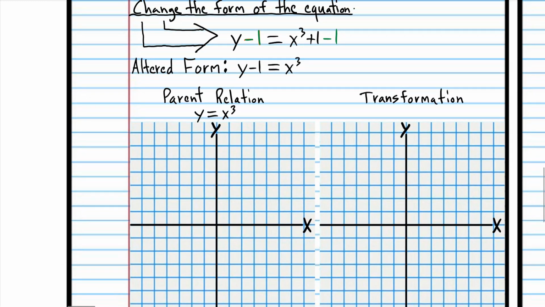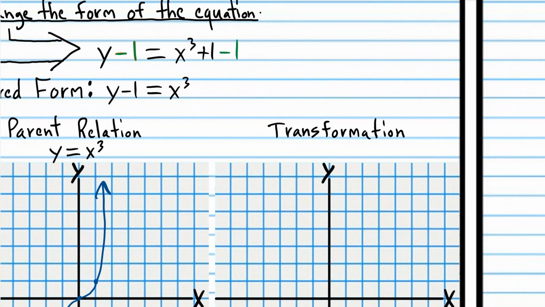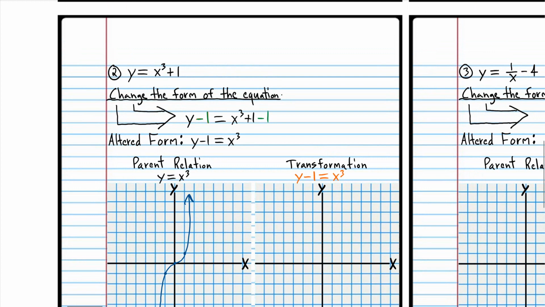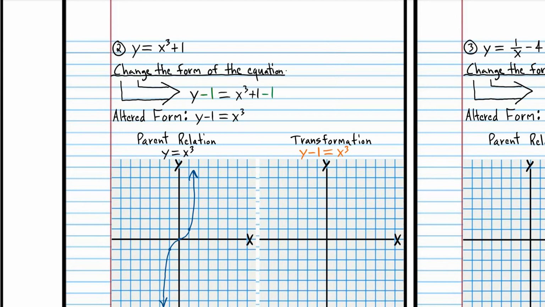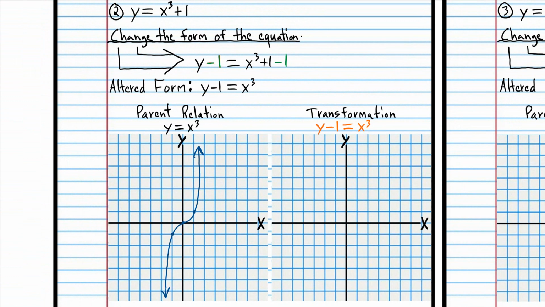So let's draw the parent graph. We have the parent equation I just drew there. So this is the cubic relation. So there's the parent graph. Now, before I forget, I'm going to go ahead and write the altered equation, which is the same equation we're trying to graph up here. And so we're subtracting 1 from y, so that tells us to move the blue graph down, or actually up 1. So we move up 1.